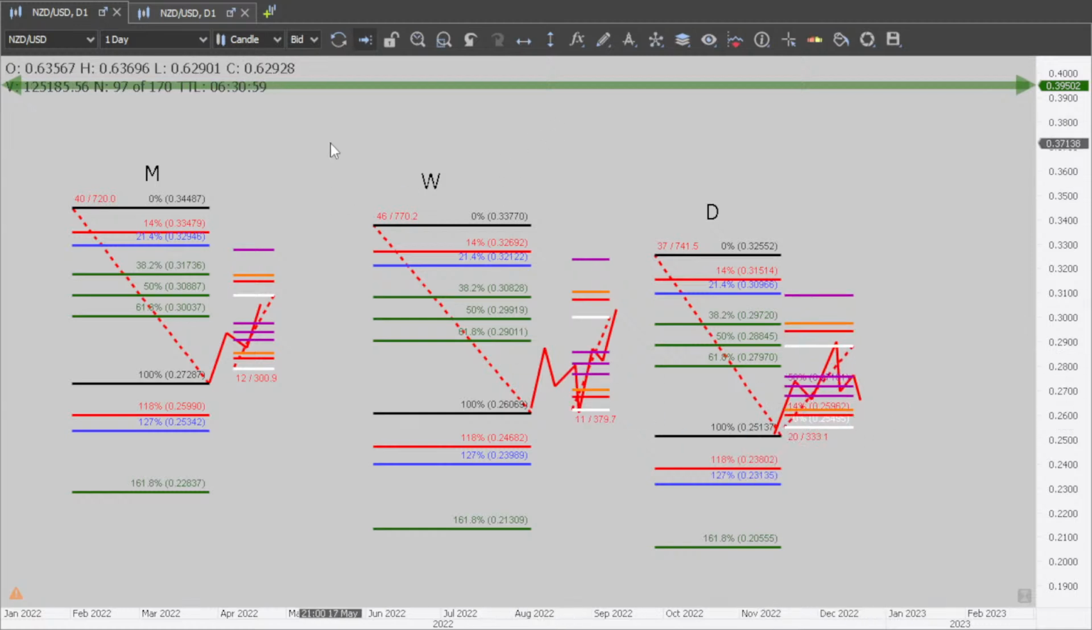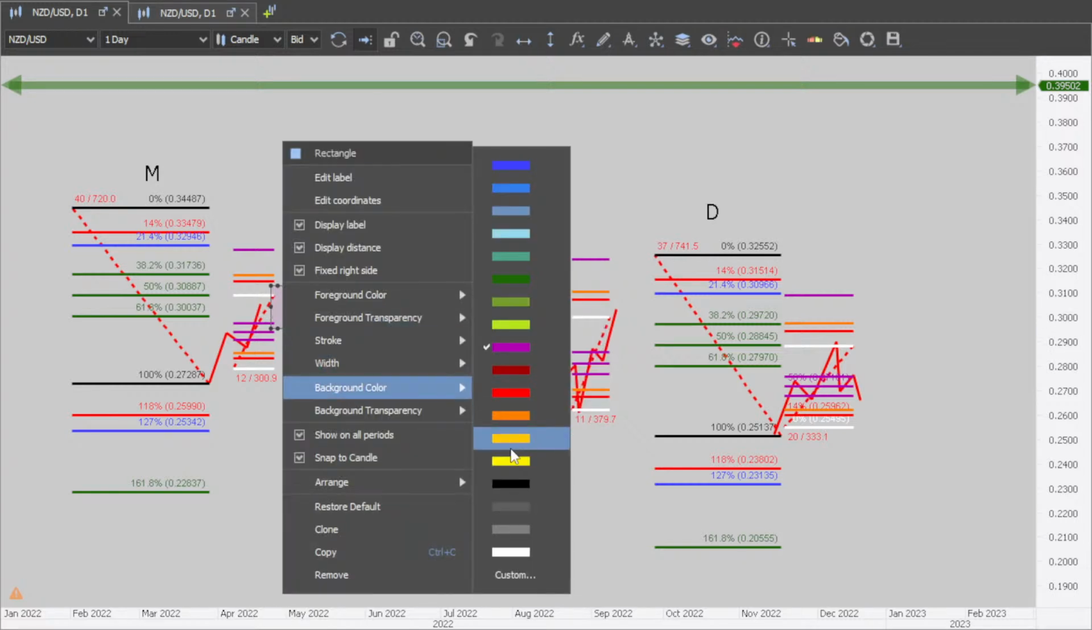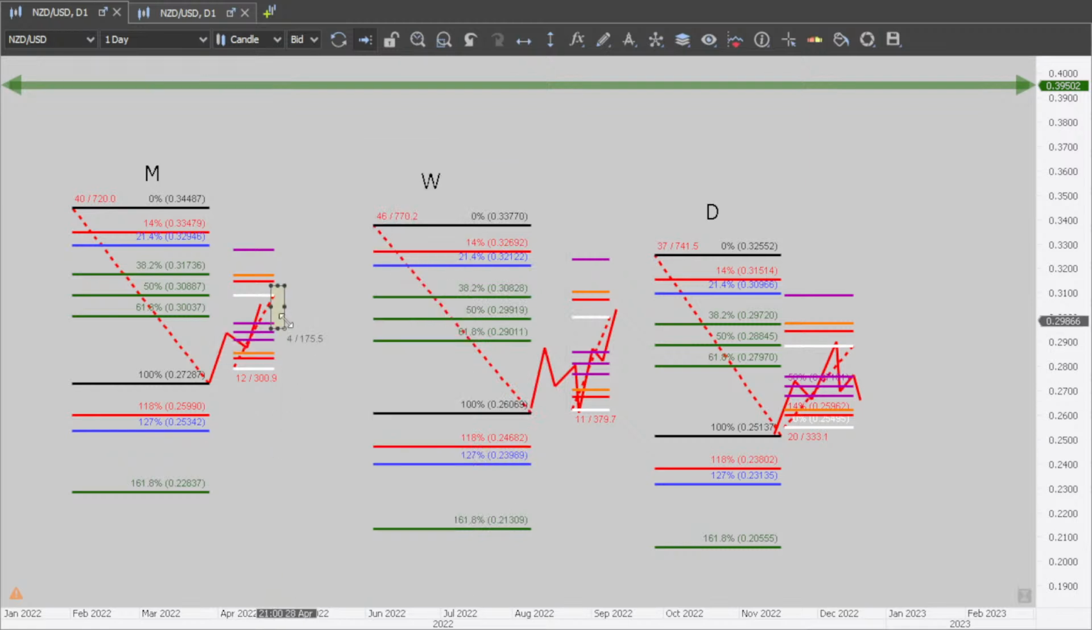But every candle on the monthly chart is a representation of a month. And every candle on the weekly chart is a representation of a week. And every candle on the daily chart is a representation of a day.